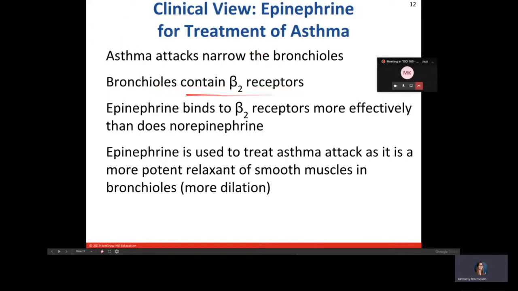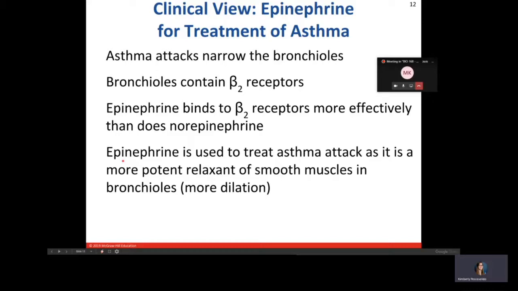Bronchioles contain beta 2 receptors. And when those beta 2 receptors are stimulated, it causes them to relax. And so what we really want to do is we want that to happen. We want those bronchioles to relax so that enough air can get into and out of the lungs, so that our person with the asthma attack can start breathing. So your body probably has some norepinephrine going to those beta 2 receptors, but it's obviously not being effective enough. And so epinephrine binds to beta 2 receptors even more effectively than does norepinephrine. So remember, they're both catecholamines and they both can bind to those adrenergic receptors. So we can use epinephrine as a treatment.